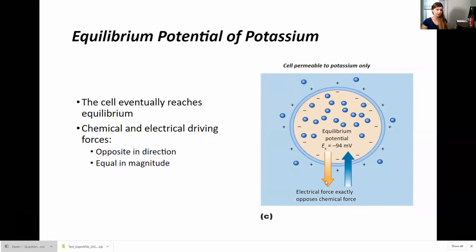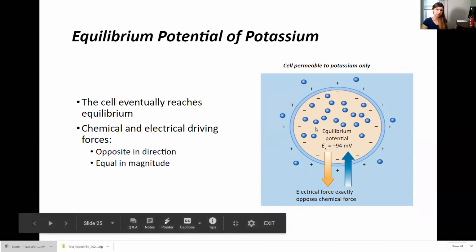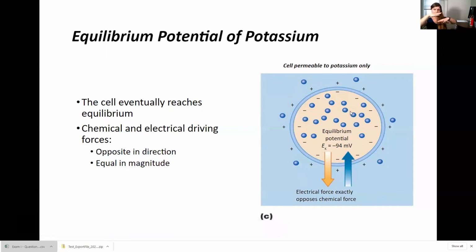So we have enough potassium ions transported out of the cell that this negative charge, as it gets more and more negative, pulls those potassium ions more and more. So eventually these two forces are equally opposing each other. That membrane potential of the cell is just as strong as that chemical driving force pulling our potassium ions out. At that point, we've reached equilibrium and the movement of the potassium ions stops.